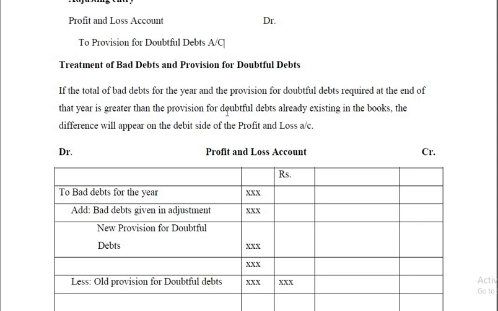Okay, how should it be treated in the profit and loss account and the balance sheet? If the total bad debts for the year, that is bad debts given in the trial balance plus bad debts given in the adjustment, together called total bad debts, and the provision for doubtful debts required at the end of the year, that is new provision to be created, is greater than the provision for doubtful debts already existing in the books, then the difference will appear on the debit side of the profit and loss account.